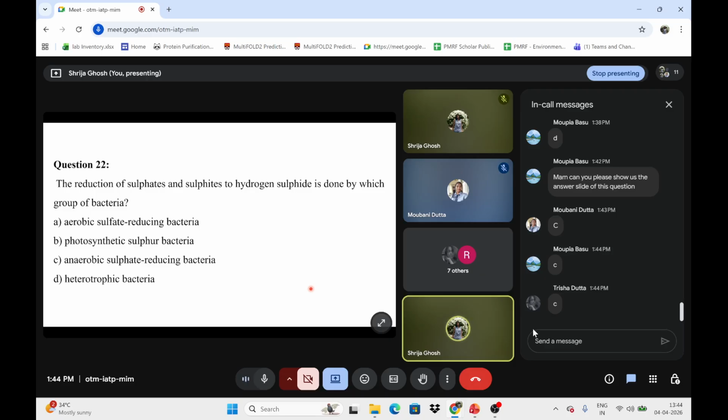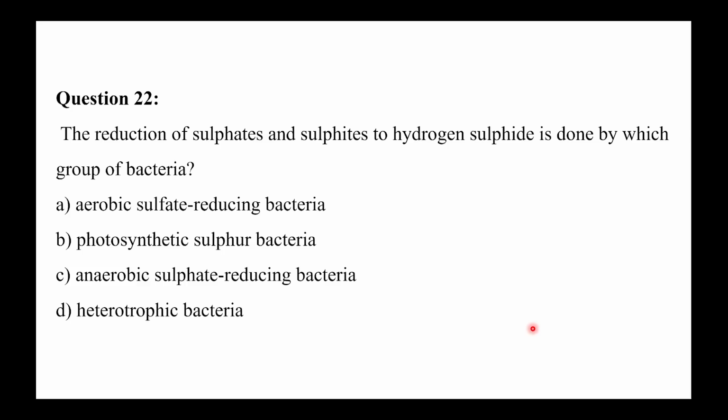Okay. Three of you are saying option C, anaerobic sulfate reducing bacteria. That is the correct answer. I have already explained this in the Winogradsky column. At the bottommost layer in the anaerobic sediment, these anaerobic sulfate reducing bacteria reduce sulfates and sulfides into hydrogen sulfide, which is used as a terminal electron acceptor by the photosynthetic anoxygenic bacteria at the middle layer.